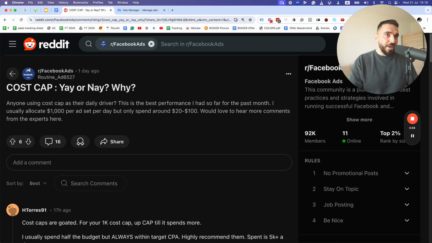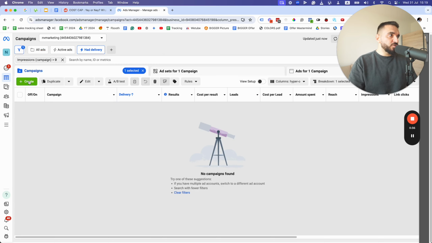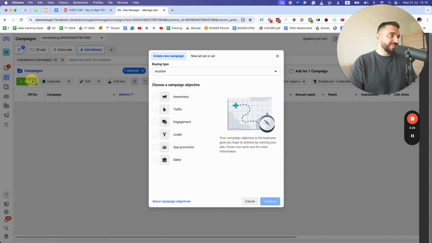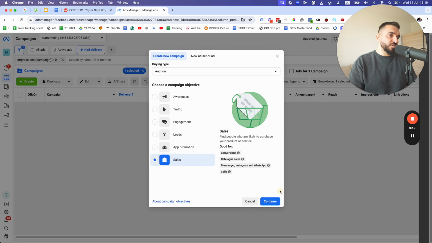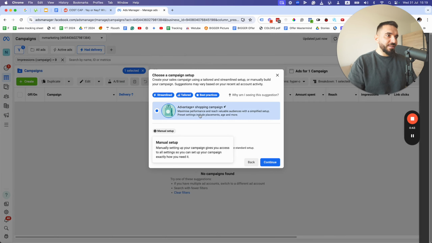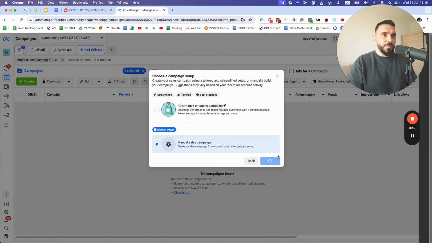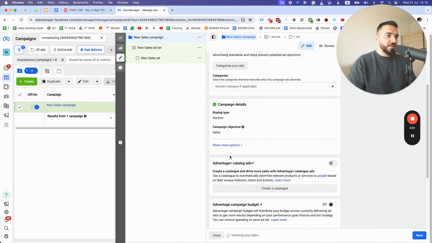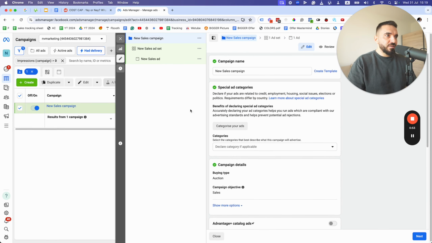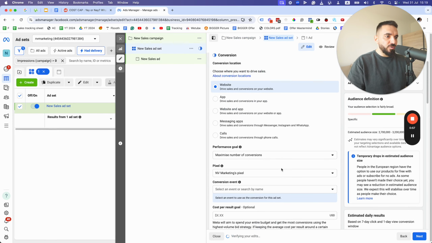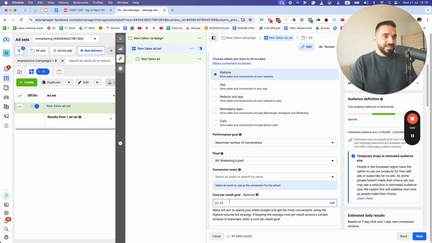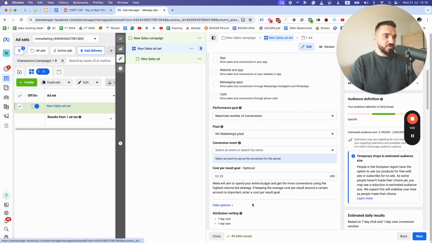What does he mean by cost cap? First of all, if you go to your business manager, if you click on create, if you choose your campaign objective, let's pretend that is sales. It doesn't really matter if you select Advantage Plus Shopping or manual sales campaign, once you start creating your ad, you're gonna see a window that looks like this. If you go to ad set level, it says cost per result, right?